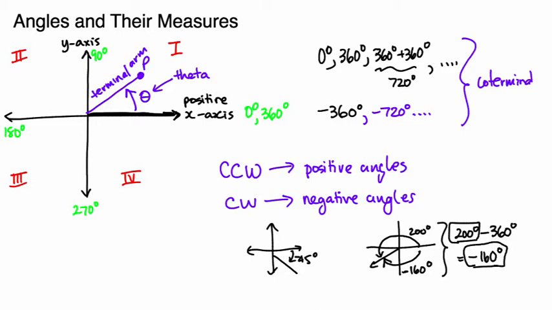So lots of vocab to start off with. We've got these terminal arms spinning around, we've got these x-axis and y-axis quadrants, and counterclockwise and clockwise, positive and negative angles, and now we have this idea of coterminal angles, which are angles that end up in the exact same place. And you can generalize.